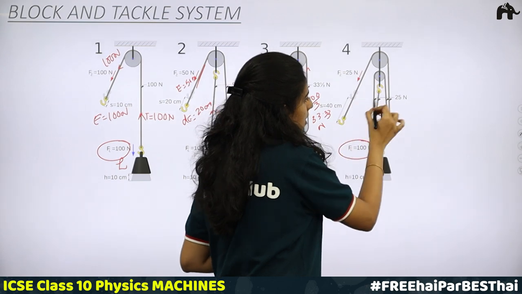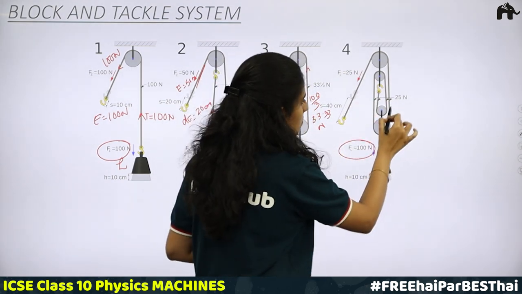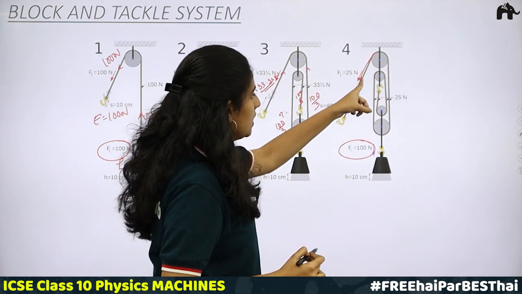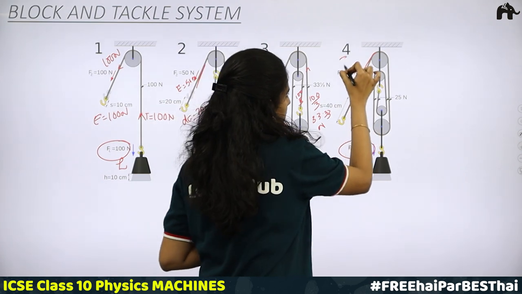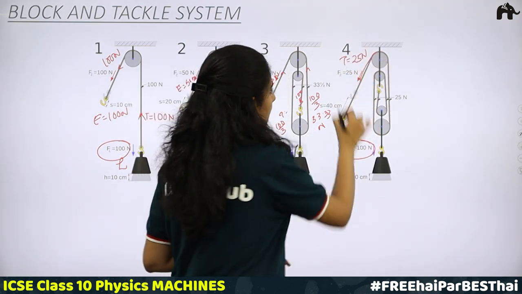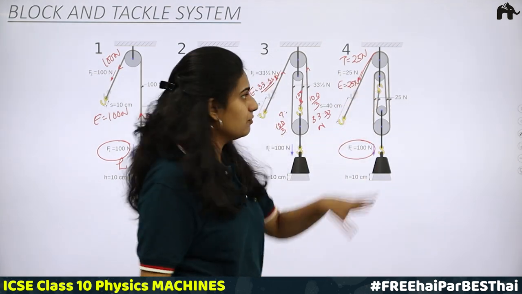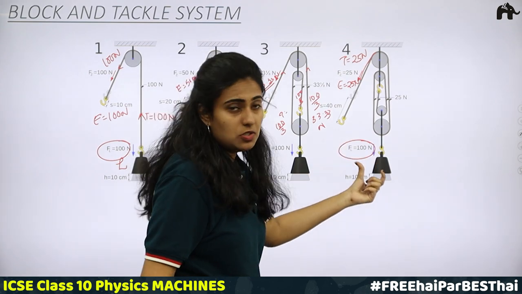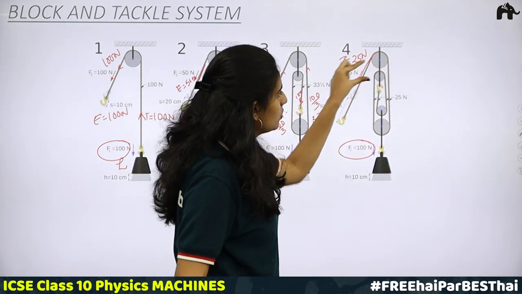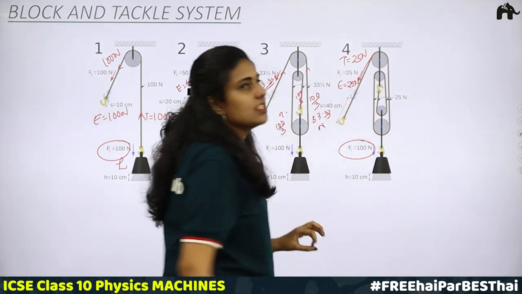If it is 100 Newton, 25 here, 25 here, 25 here, 25 here. The final part, this 25 will be same in this part as well. The tension will be equal to 25 Newton here. Tension is 25 Newton. Okay. Which means the effort will also be equal to 25 Newton. From 100 Newton, that is to lift a load of 100 Newton, when you have this system of two fixed and two movable pulleys, you just need to apply an effort of 25 Newton.